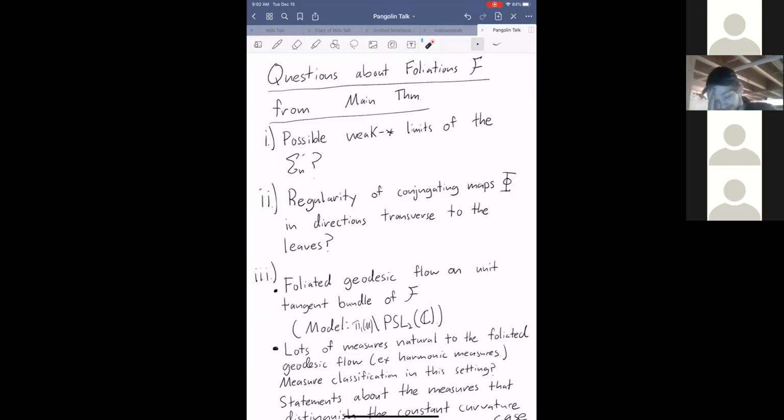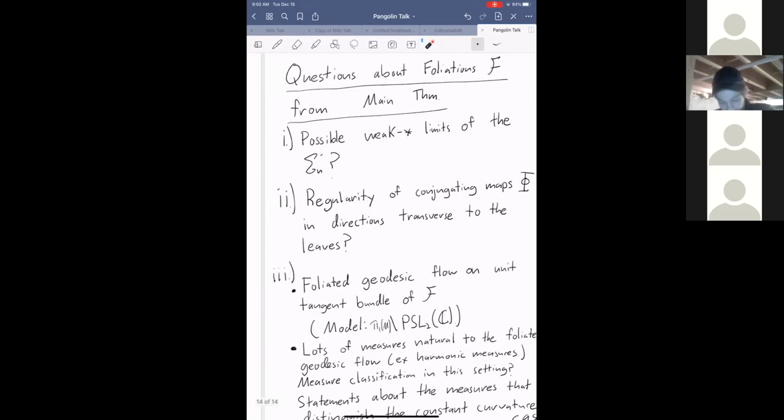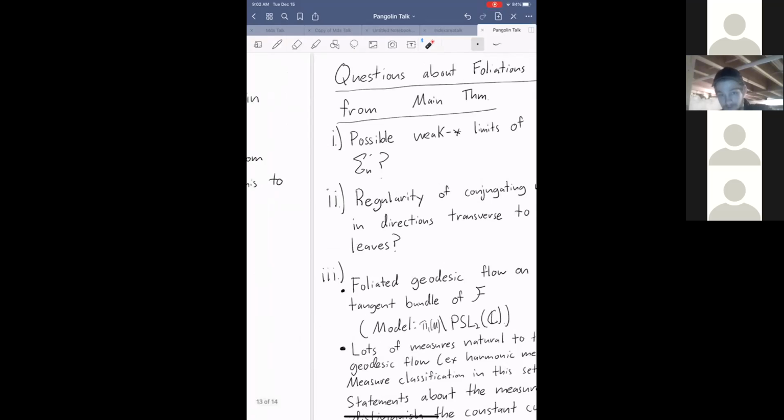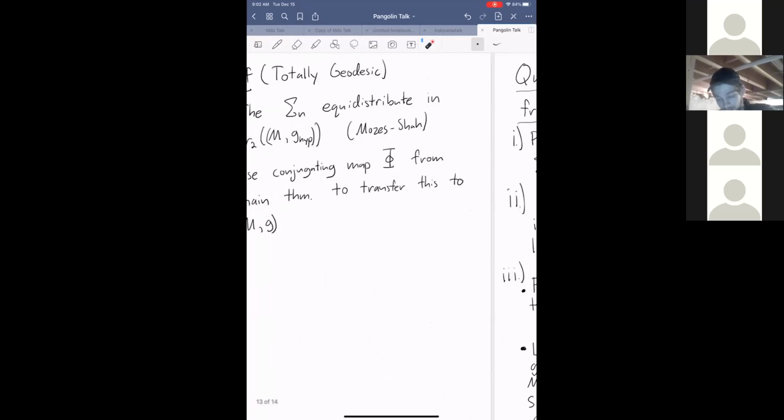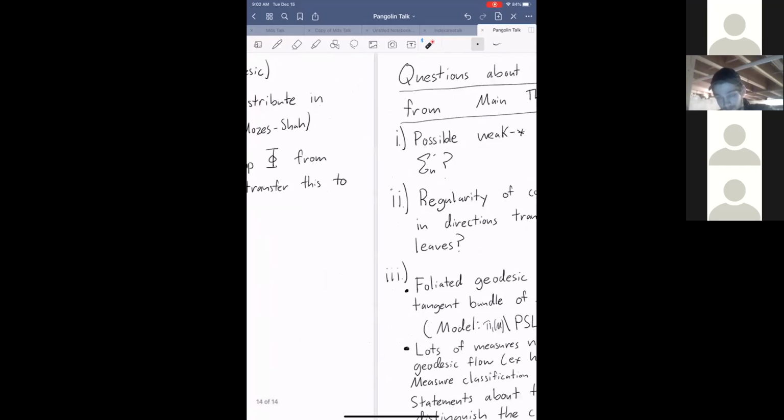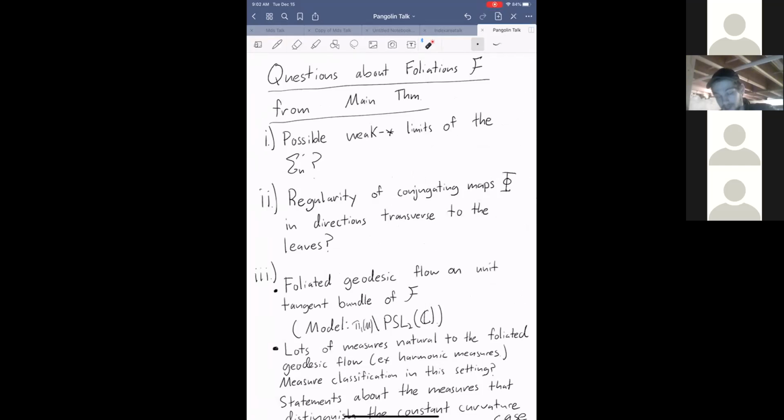Awesome. Yeah, I'll just say a couple of words on some questions that I don't know how to answer, possible future directions. So we have these surfaces sigma sub n prime from the totally geodesic theorem that I just stated, that are the minimal surfaces in the variably negatively curved metrics that correspond to the homotopy classes of surfaces that are totally geodesic in the constant curvature metric.